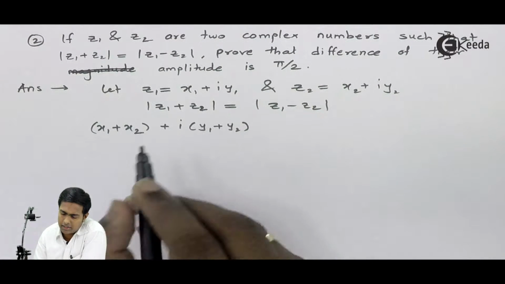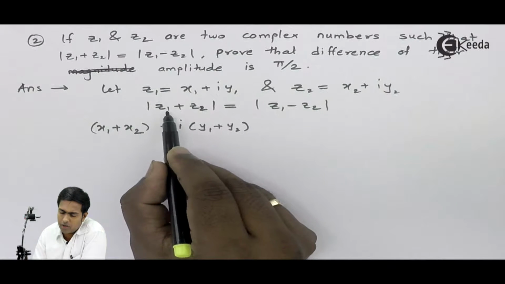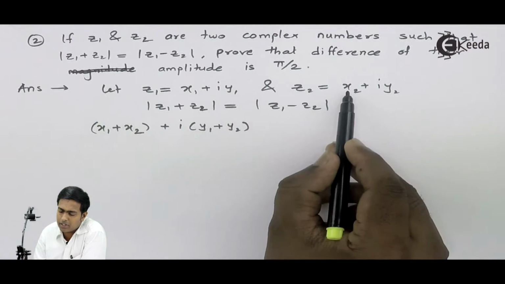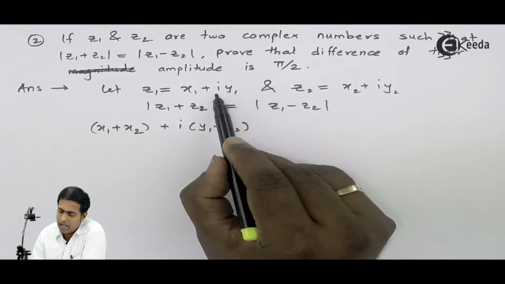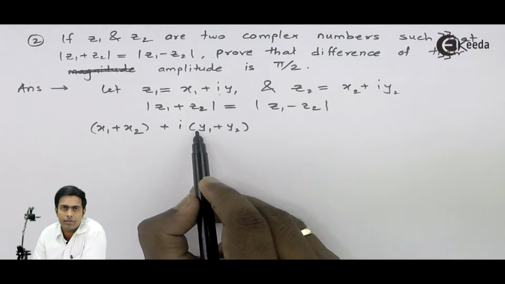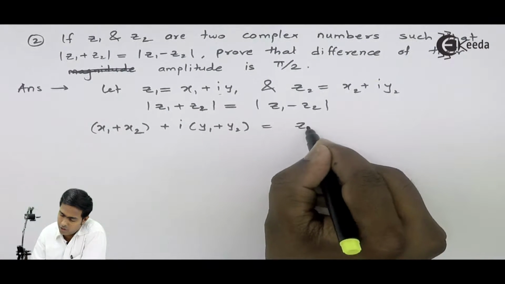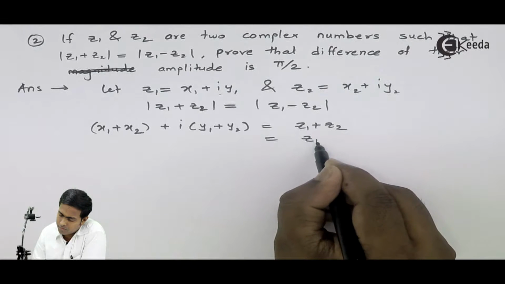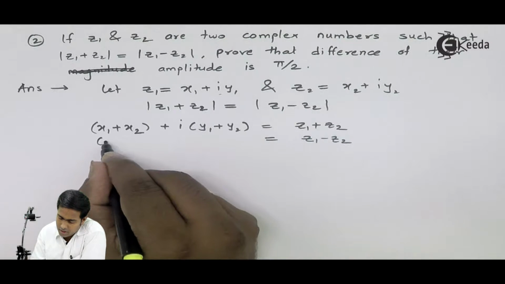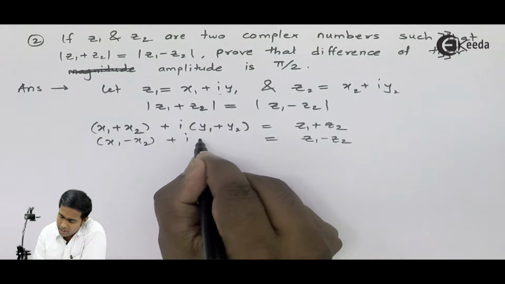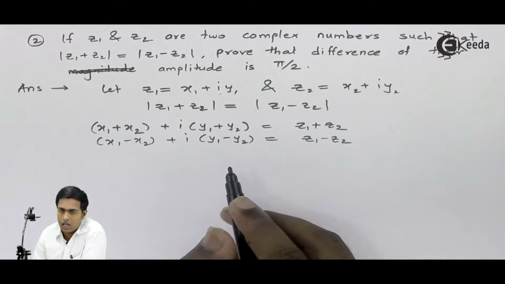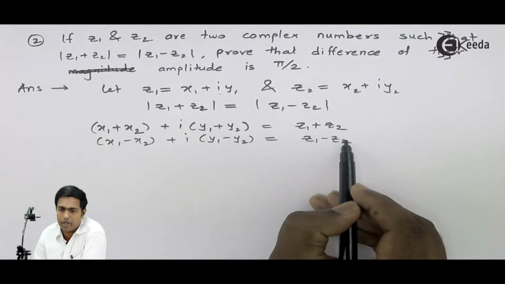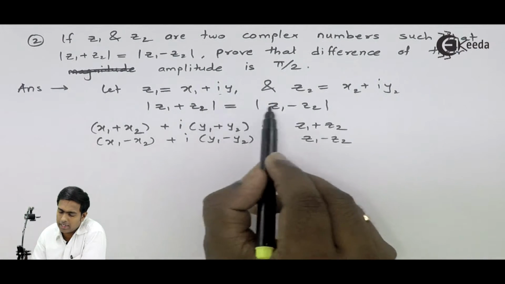Now what is this? This is nothing but the addition of two complex numbers Z1 and Z2. When we add Z1 and Z2, we get x1 plus x2, that is the addition of real parts, and iy1 plus iy2, that is the addition of imaginary parts. This is the value of Z1 plus Z2. Similarly, for Z1 minus Z2, we will get x1 minus x2 plus y1 minus y2. Now we will find the mod of Z1 plus Z2 and the mod of Z1 minus Z2, the values of which we will substitute in the given condition.